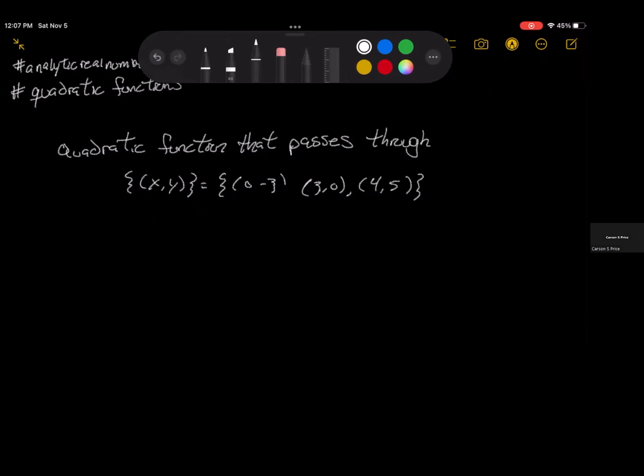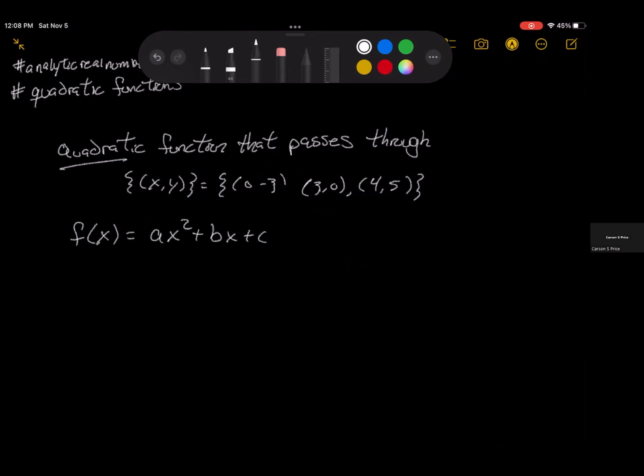So let's start with the only thing that we know, right? I'm looking for a quadratic function, so let's give it a name, f of x. And because it's a quadratic function, I know that it's going to look like ax squared plus bx plus c, right? Every single quadratic function looks like that.